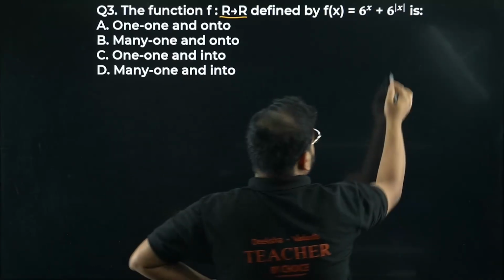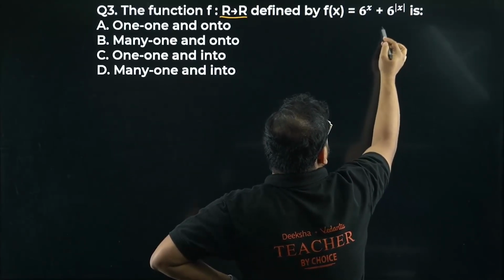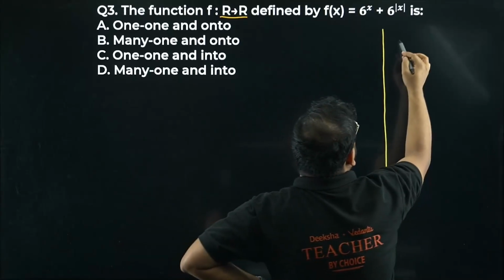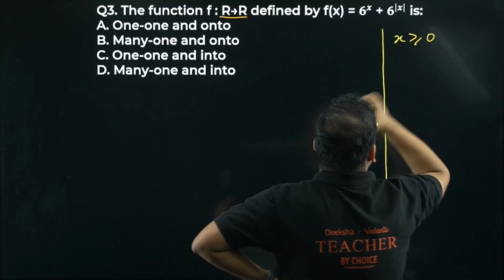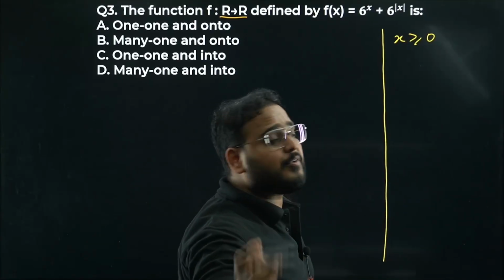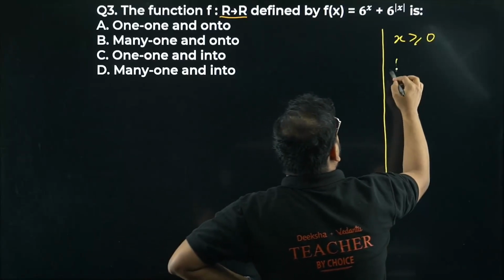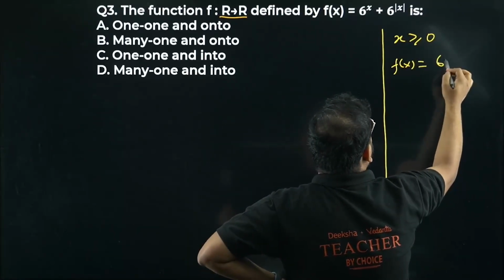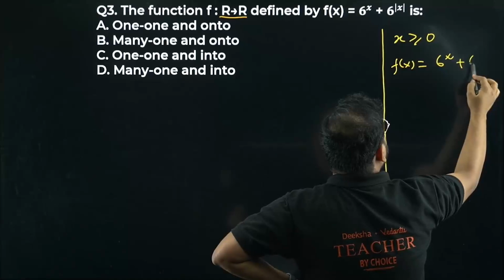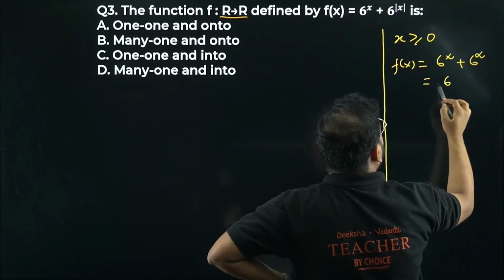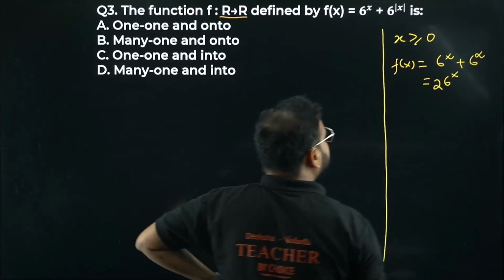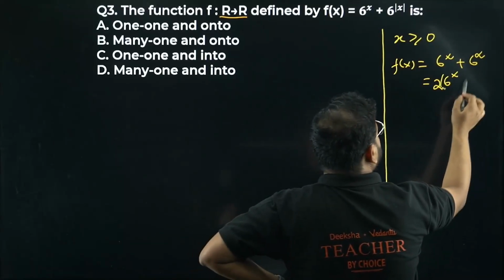So let's define the function piecewise. For x greater than or equal to 0, that is, for x positive, what happens to the function? f(x) becomes 6 power x plus 6 power x, which is 2 times 6 power x.